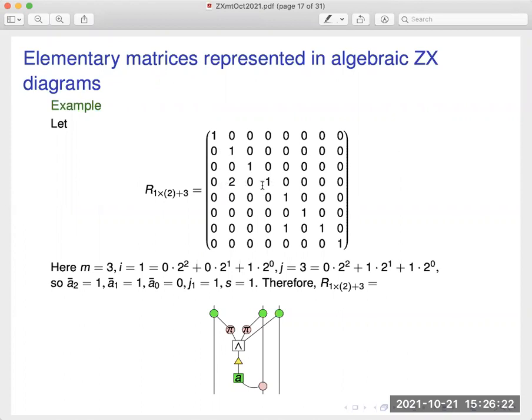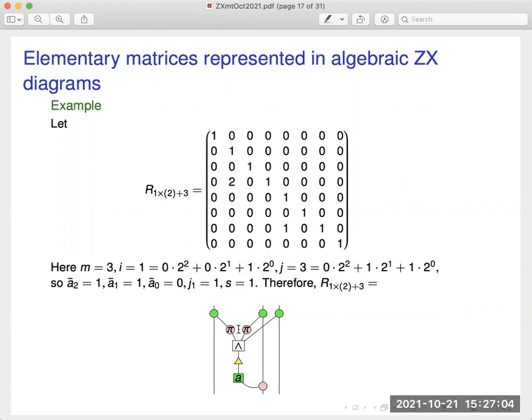This is the matrix, and here m is equal to 3. The binary expansion for I is like this, and the binary expansion for j is like this. You can see they just differ at the second place, so it's j1, counting from j0. So j1 is equal to 1, and there's just one place they differ, so s is equal to 1. And then you connect them.